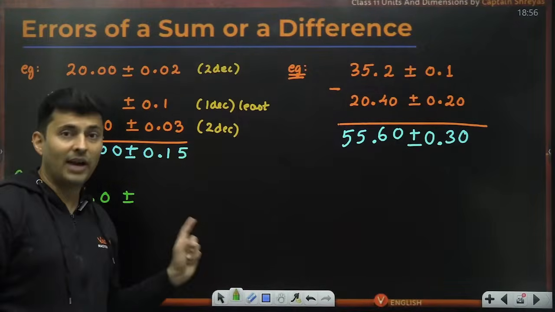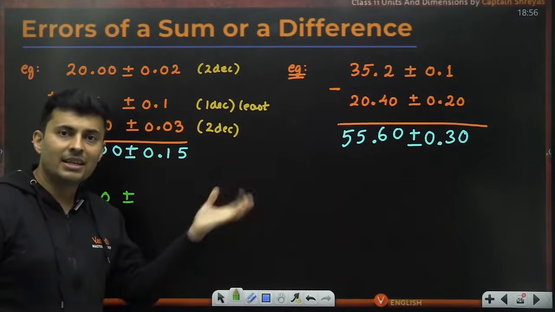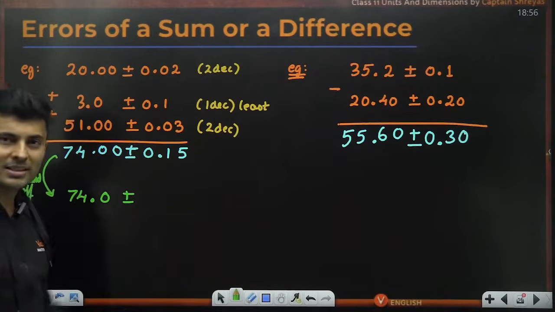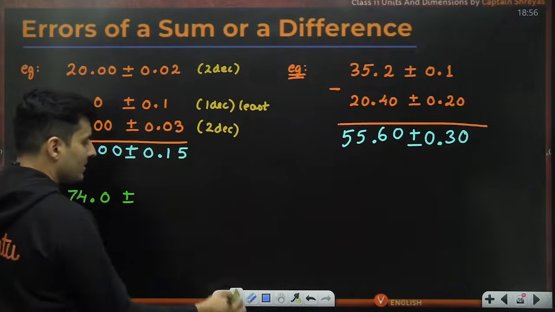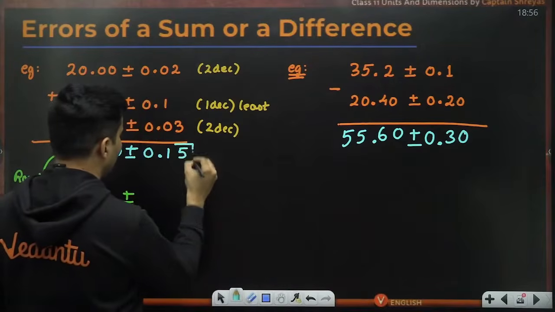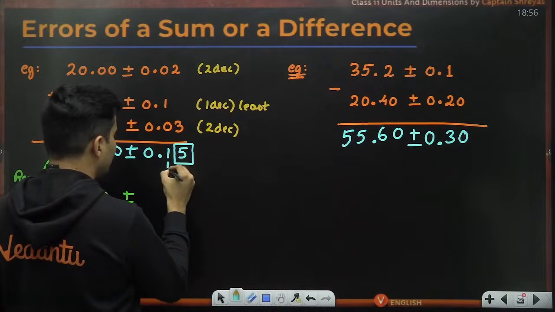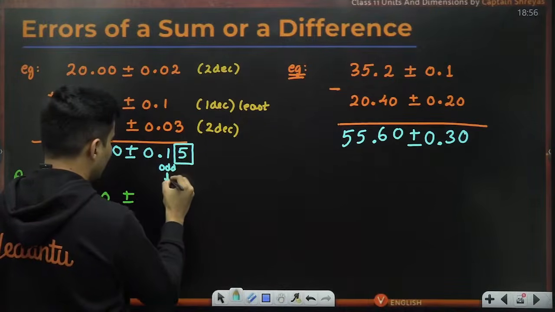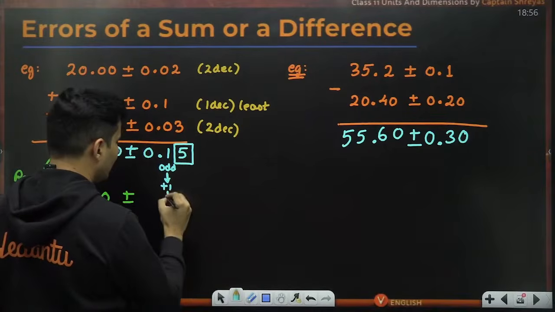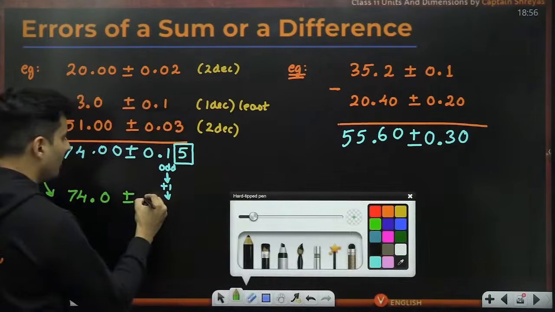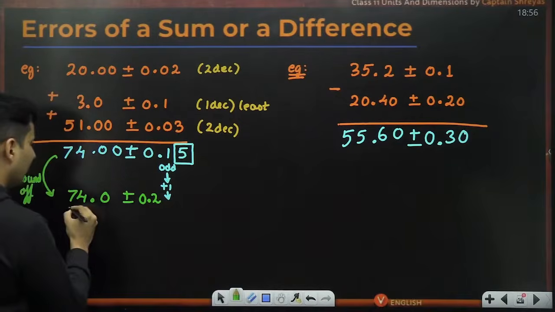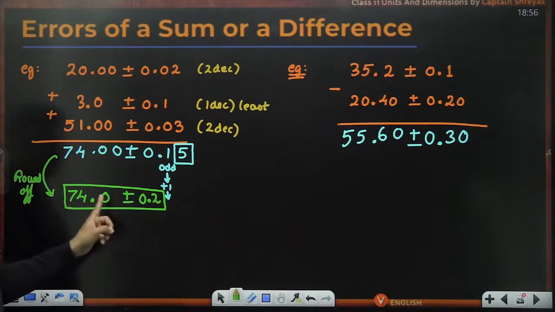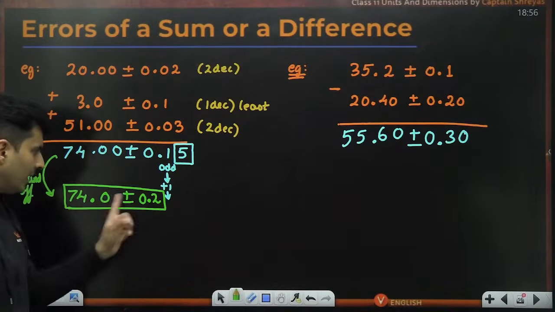When the digit ends with 5, make the previous digit even. So 10 or 20. 2 is even. So because the last digit is 5, and the previous digit is odd, you add 1 to it, isn't it? So that is the reason why this will become 0.2. So this is the correct answer. Is that clear, guys? 74.0, not even one extra decimal, and 0.2.